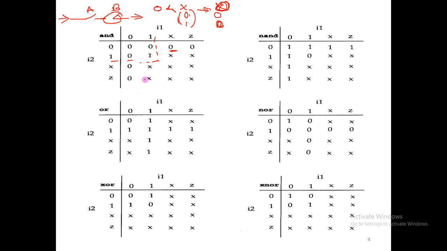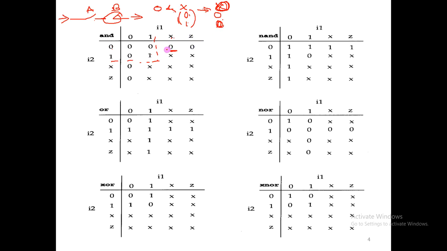So in that case, when 0 ampersand Z, it will again be a 0. Same thing here, 1 ampersand with unknown. 1 ampersand 0 is 0, 1 ampersand 1 is 1. It is matching unknown, so hence I write it as unknown.